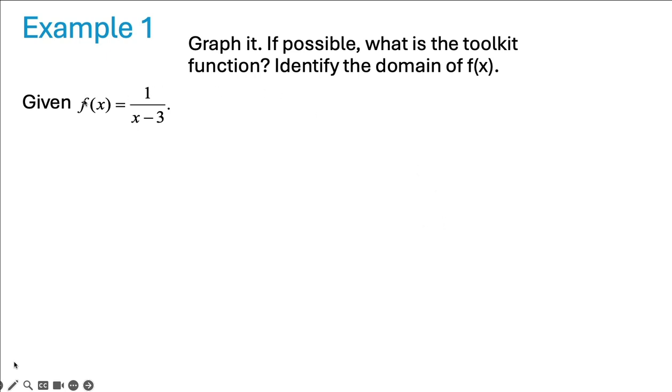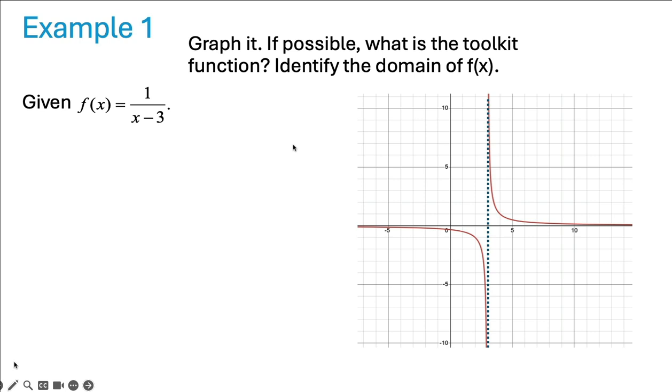So here's an example. Let f of x equal 1 over x minus 3. We're going to graph it, and if possible, what is the toolkit function that it's based off of? And then we're going to identify the domain. So when I put it into Desmos, here's what the graph looks like.